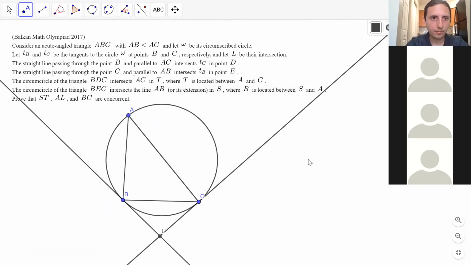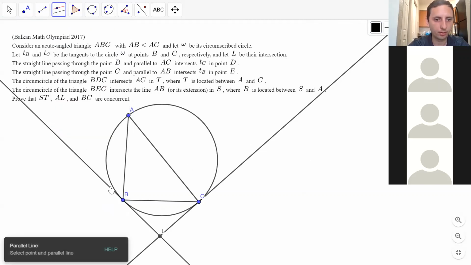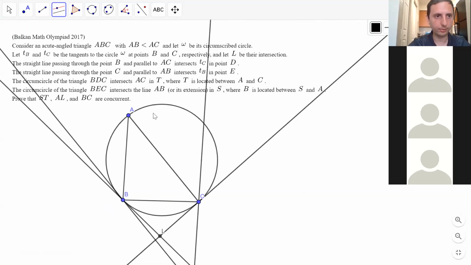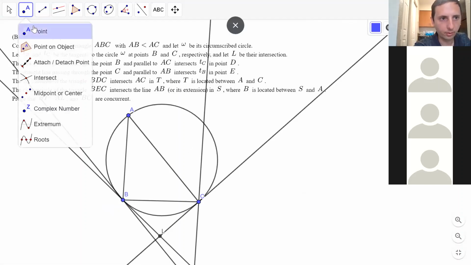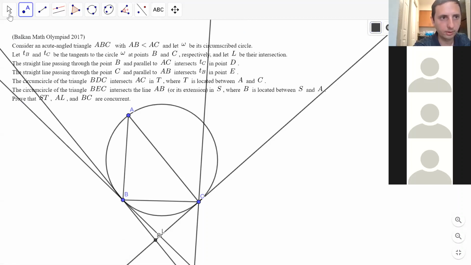Okay. The straight line through B parallel to AC. So we draw a couple of parallels, and then we draw the line through C parallel to AB. So we see where they meet each of the tangents. So the first one, okay, so this is point B. Fortunately, they made the names easy so that I don't have to rename it.